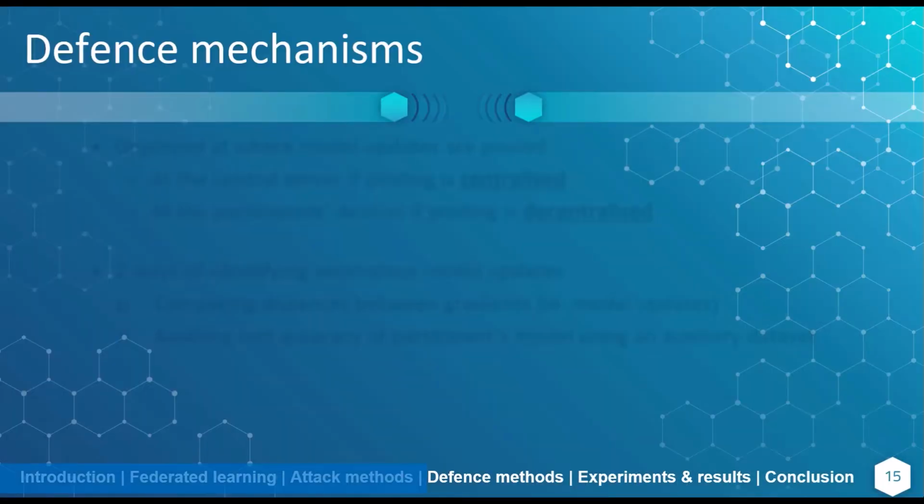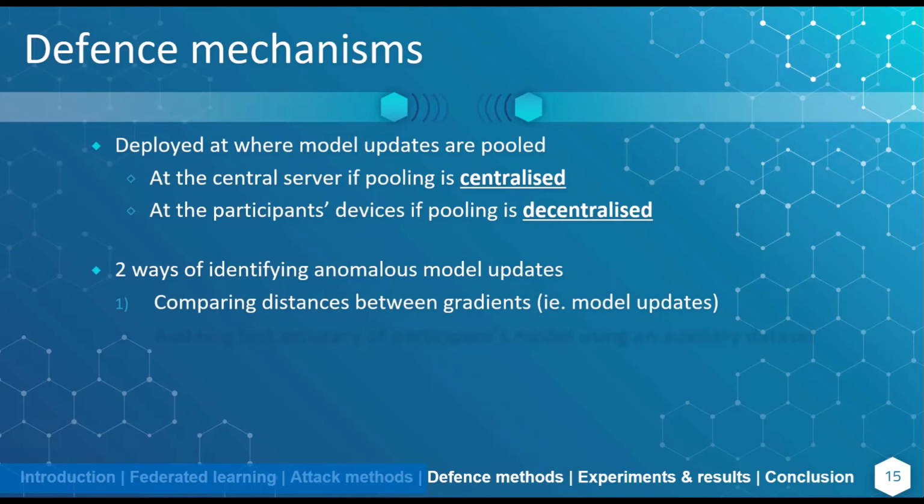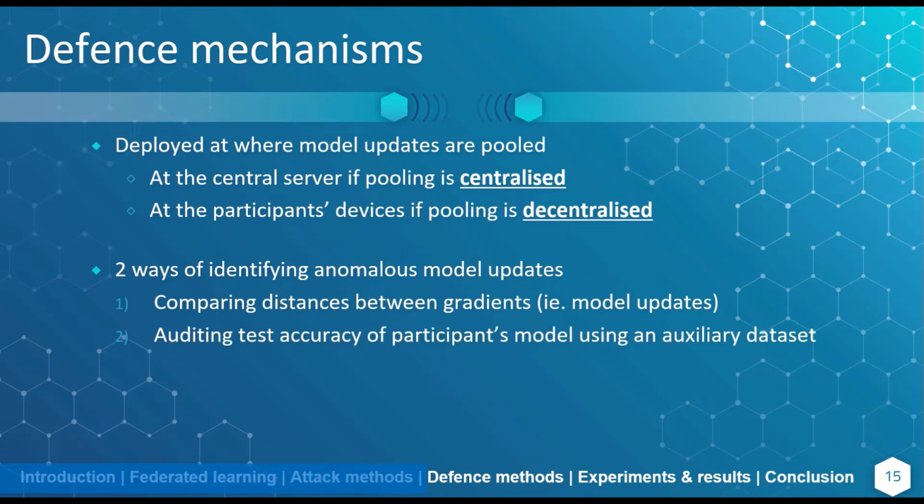Before going into PDGAN, recall that backdoor attacks are central to malicious participants. On the contrary, defenses are deployed where model updates are pulled, which is usually at the central server. Current defense mechanisms focus on identifying anomalous model updates, as model updates are the only inputs available from the participants of FL. Identification of anomalies is mostly done in two known ways. First, by comparing distances between gradients, also known as the model updates. And second, by auditing the test accuracy of each participant's model against the auxiliary dataset. The latter is the way used by PDGAN.